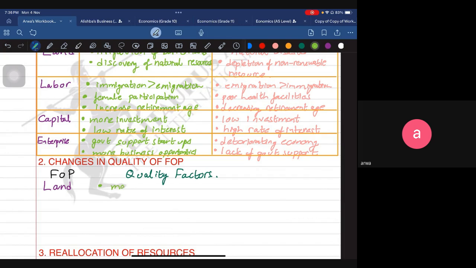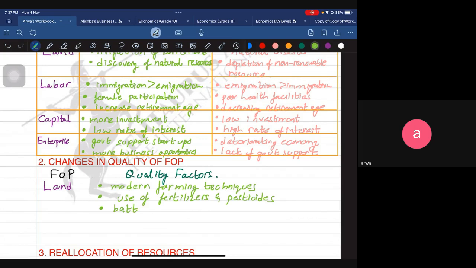So, modern farming techniques, use of fertilizers and pesticides. Oh, yes, sir. This is all geography. I hate geography. Me too, sir. So use of fertilizers and pesticides and better land management.